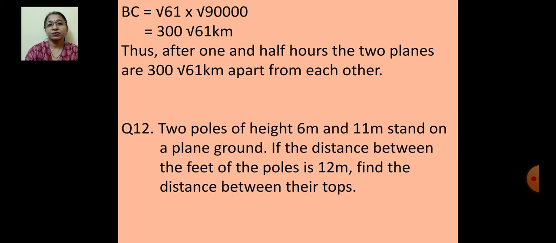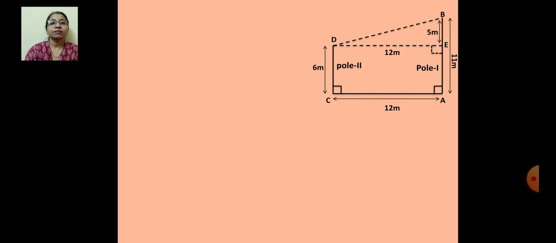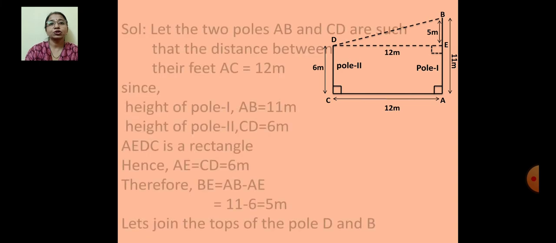Question number 12. Two poles of height 6 meter and 11 meter stand on a plain ground. If the distance between the feet of the poles is 12 meter, find the distance between their tops. So first of all, draw the diagram. So this is that diagram, and all the values are written here. Let us explain in short.